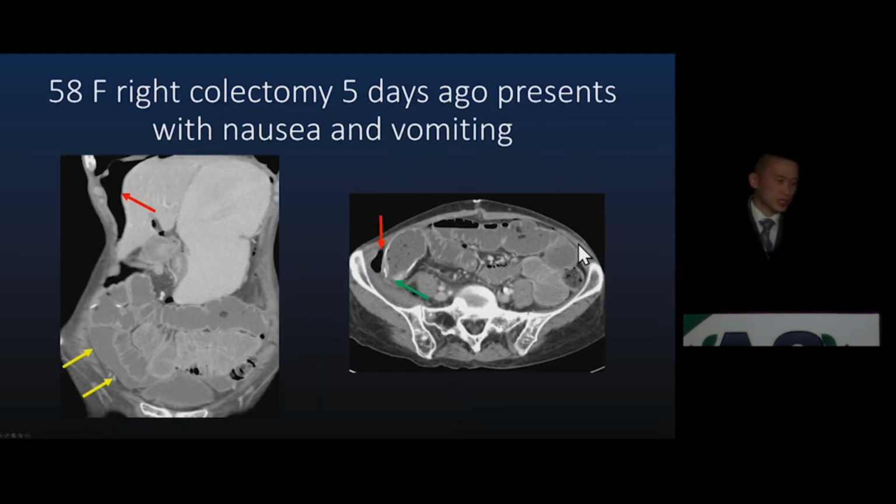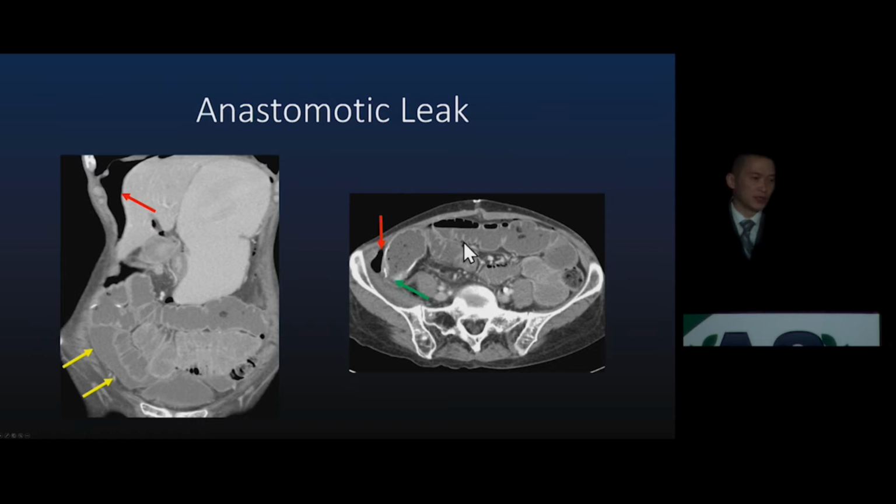So this next patient, post-colectomy, presents with nausea and vomiting. And we do see pneumoperitoneum and a lot of fluid along the right abdomen. And if you carefully look at the suture line, there's the focal discontinuity right here where it enters this fluid. So this is an anastomotic leak secondary to suture dehiscence.